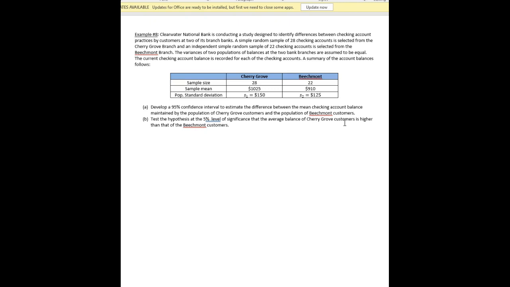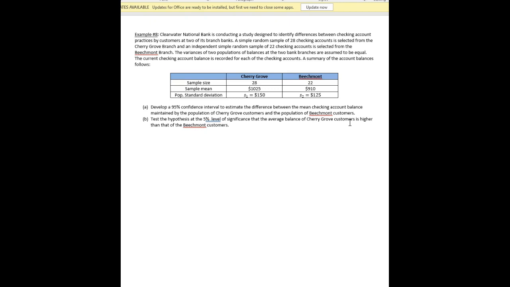Okay, so example 8. Clearwater National Bank is conducting a study designed to identify differences between checking account practices by customers at 2 of its branch banks. A simple random sample of 28 checking accounts is selected from the Cherry Grove branch and an independent simple random sample of 22 checking accounts is selected from the Beachmont branch. The variances of the two populations of balances at the two bank branches are assumed to be equal. The current checking account balance is recorded for each of the checking accounts. A summary of the account balances follows.